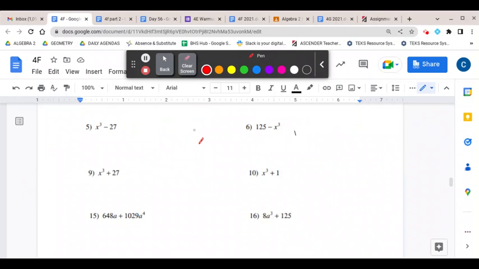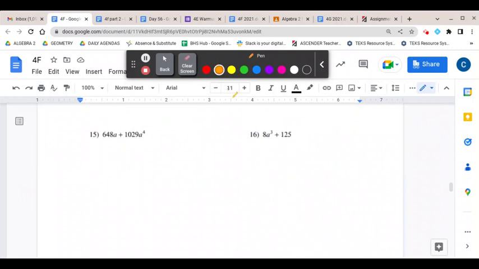I know we did some of these in class, but let's break these down to simplify them a little bit more. So the next one we have is 8a cubed plus 125. What we can do is change 125 to a cube number, and 8 to a cube number. 125 is really 5 cubed, and 8 is really 2 cubed.